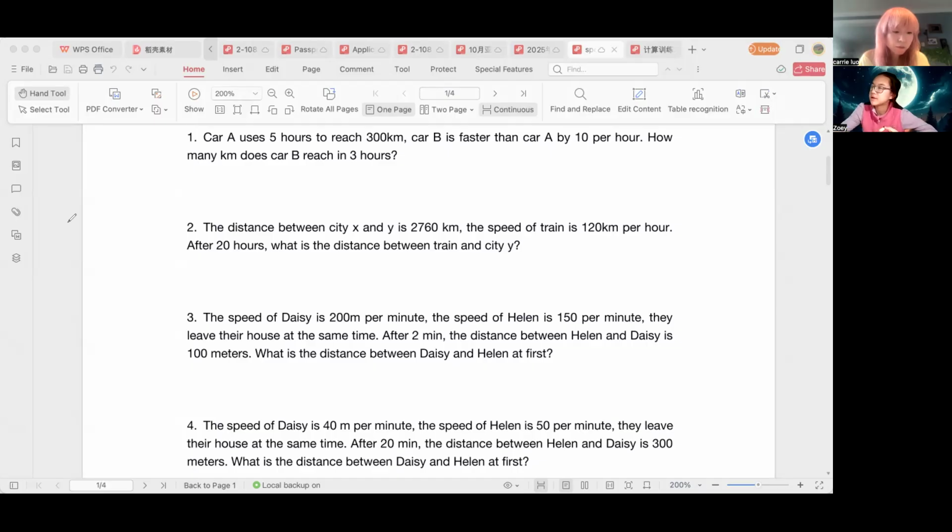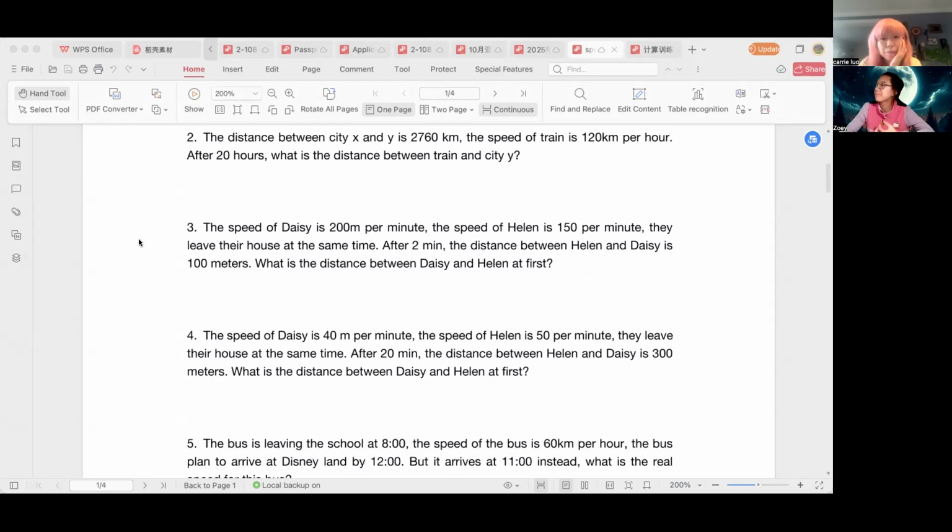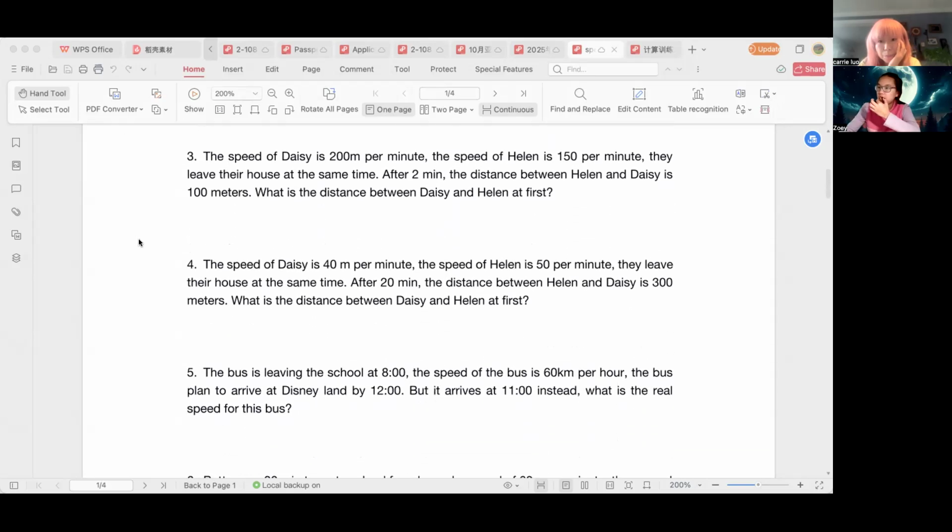What does it mean by distance? Like at first? Because doesn't it leave at the same time? Yeah, so basically just asking what is the distance between Daisy and Helen's house, right? 800 meters? 800 meters? Yes. 2 times 200 plus 2 times 150. Very good. Okay, so number 4, could you please read it for me?